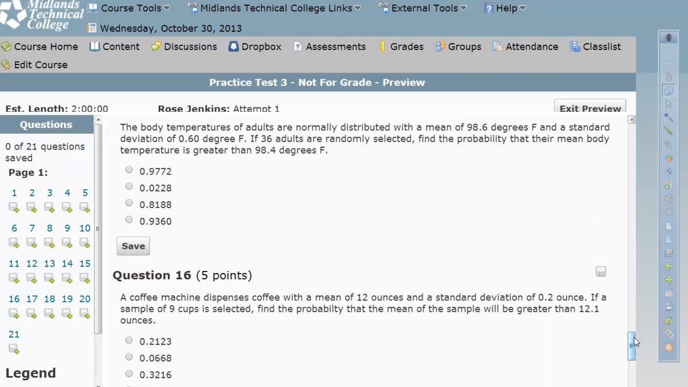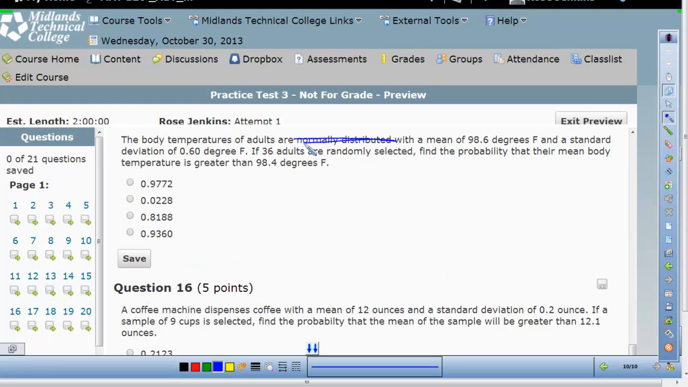Number 15. The body temperatures of adults are normally distributed with a mean of 98.6 degrees Fahrenheit and a standard deviation of 0.6 degree Fahrenheit. If 36 adults are randomly selected, find the probability that their mean body temperature is greater than 98.4 degrees. What type of distribution does this have? Normal, because it says so. But what if it didn't say that? Suppose that wasn't there. What type of distribution would this have?